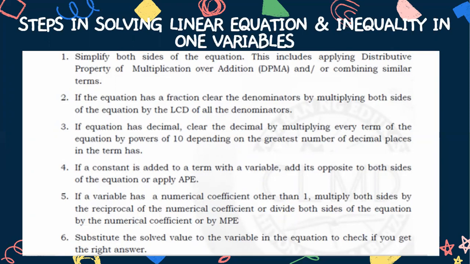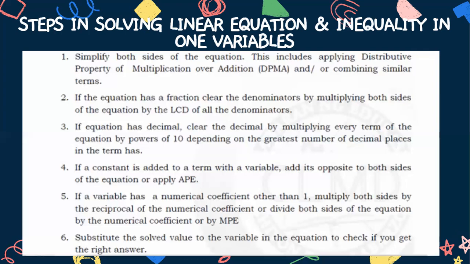of the equation by the LCD of all the denominators. Kapag may fraction, gagamitin natin yung step 2. Alright? Next, number 3, if equation has decimal, clear the decimal by multiplying every term of the equation by power of 10 depending on the greatest number of decimal places in the term has. Alright, so kapag decimal din, i-remove natin siya. So gagawin natin silang pare-parehas dapat.